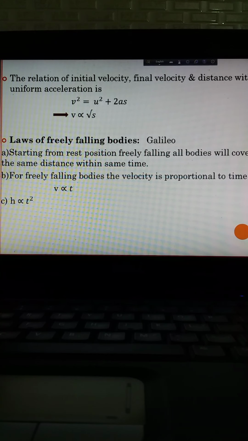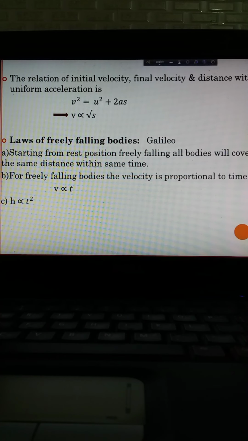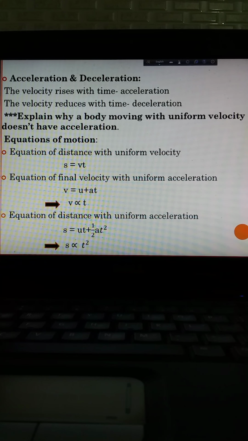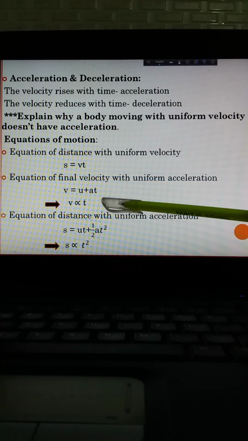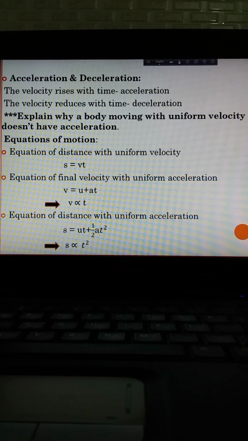We have seen 4 equations of motion and their explanation and some special terms from this equation. We have seen that with uniform velocity there is only one equation, that means s equals vt, and the rest of the equations are with uniform acceleration. For multiple choice questions, we have to know these equations, these relations, and for comprehension based questions, we have to know the different formats that we get from these equations.